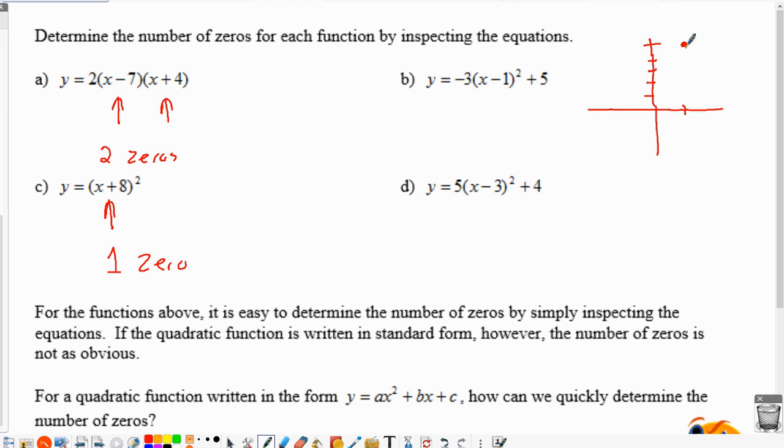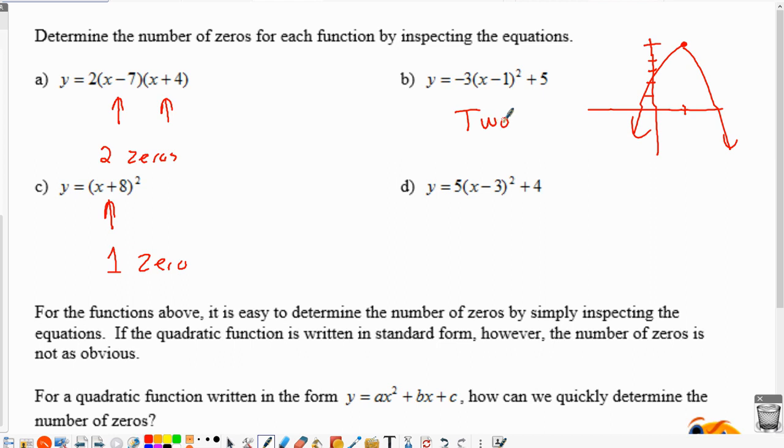So now it all comes down to, does this parabola open upwards? And if it does, there's going to be no zeros. But if it opens downwards, there's going to be 2 zeros. Which way does this open? Downward. So I don't know what the zeros are, but I know there's going to be 2 zeros.